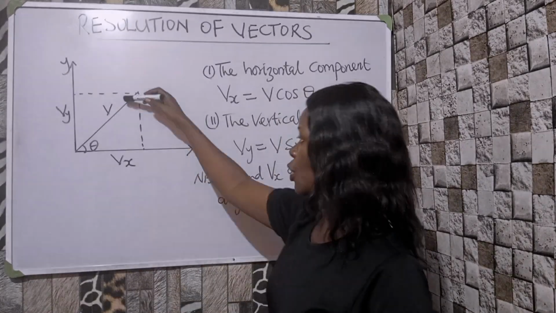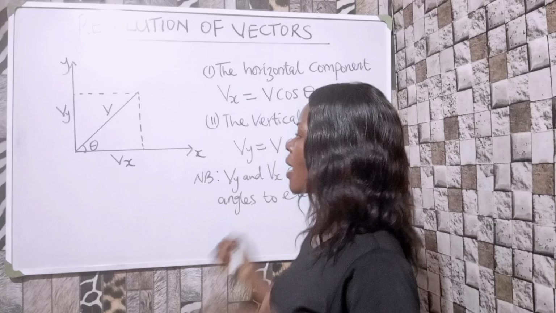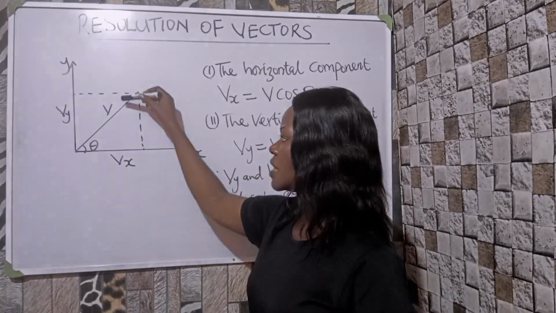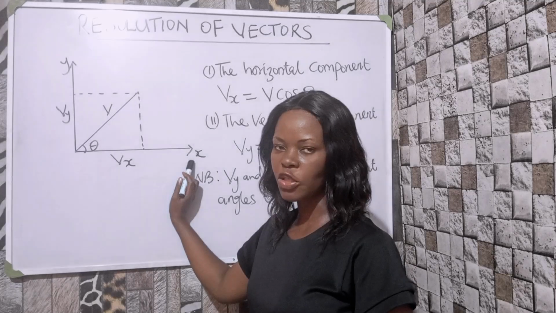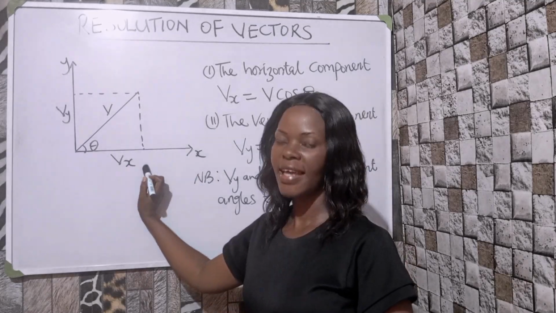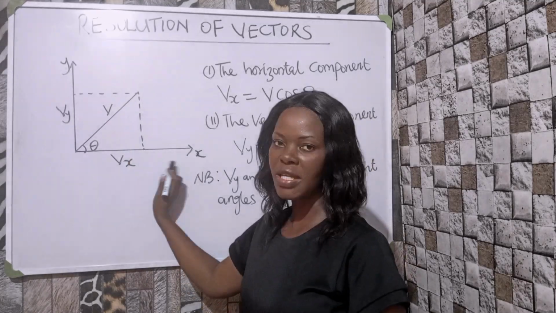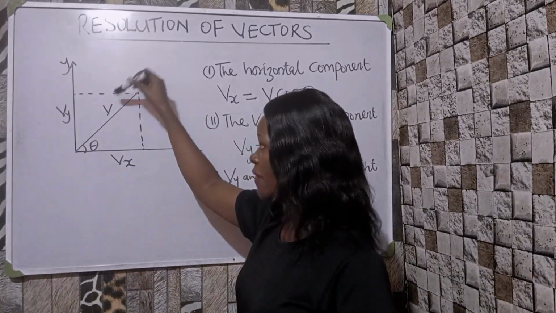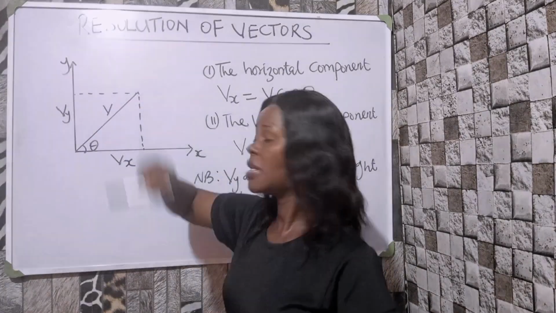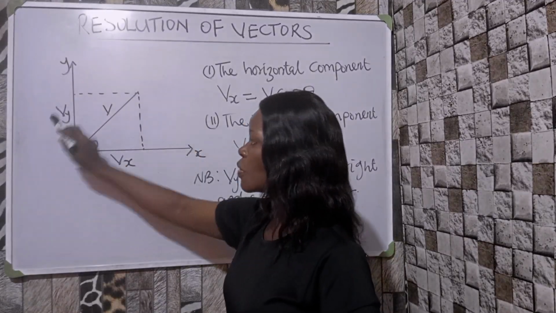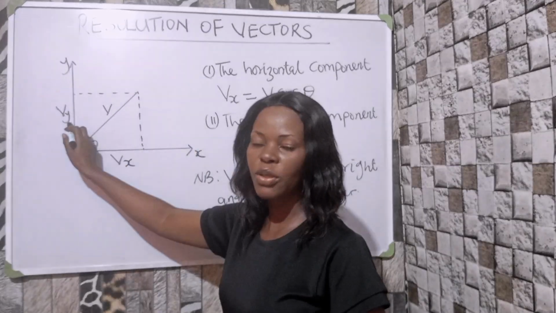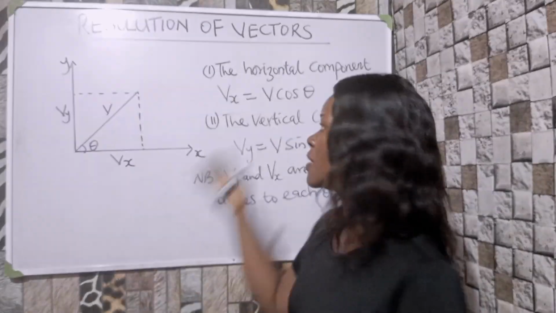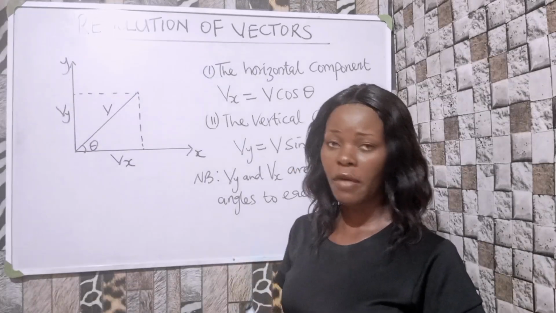A single vector v, that is one vector, can be resolved into horizontal and vertical components. So if you are resolving this vector v in the east direction, it's going to be Vx, because the vector is moving in the east direction. If you are resolving this vector v in the y direction, it's going to be Vy, because it is going in the y direction. You're supposed to take note of these things so I can help you to resolve vectors.